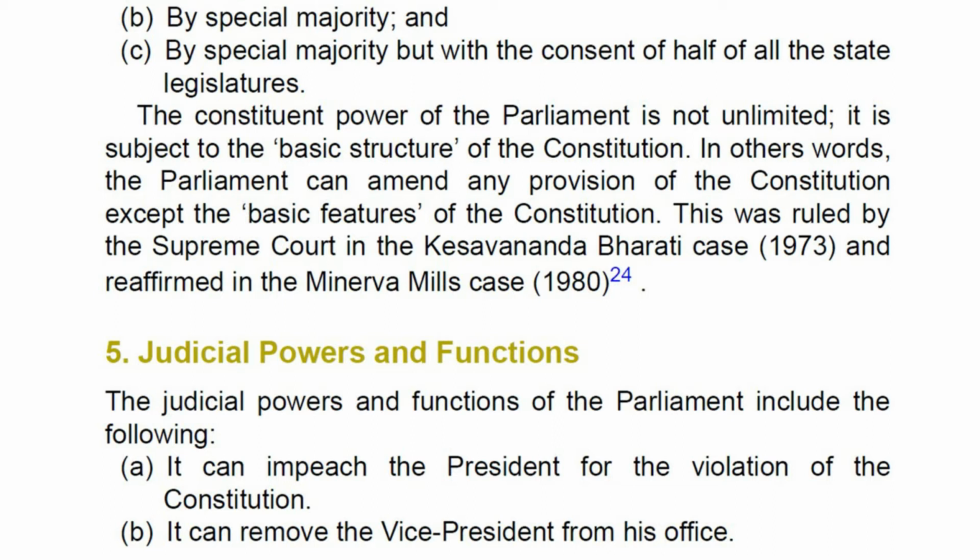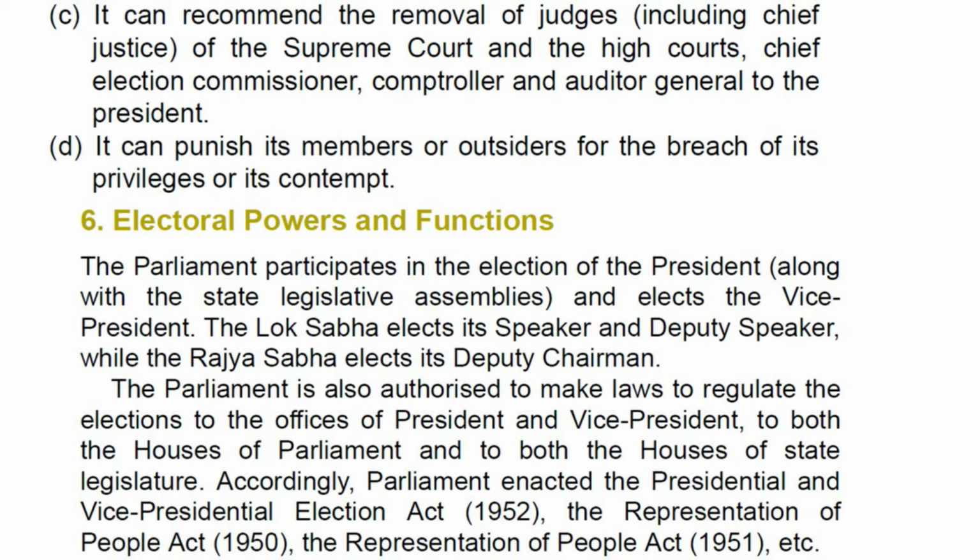5. Judicial powers and functions. The judicial powers and functions of the Parliament include the following. A. It can impeach the President for the violation of the Constitution. B. It can remove the Vice President from his office. C. It can recommend the removal of judges, including Chief Justice, of the Supreme Court and the High Courts, Chief Election Commissioner, Controller and Auditor General to the President. D. It can punish its members or outsiders for the breach of its privileges or its contempt.